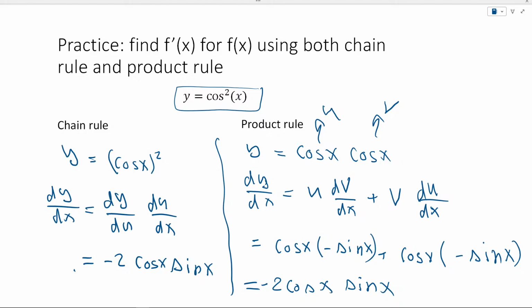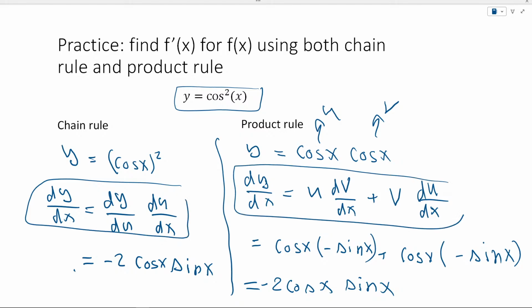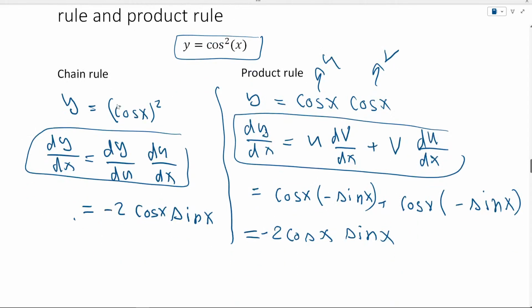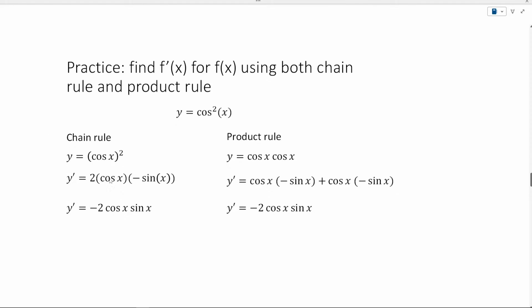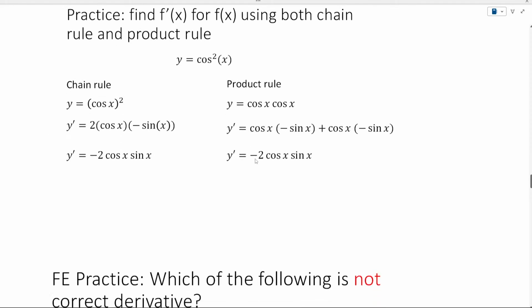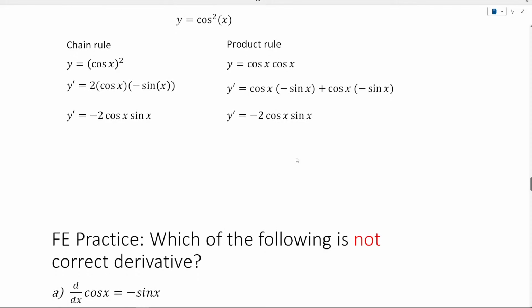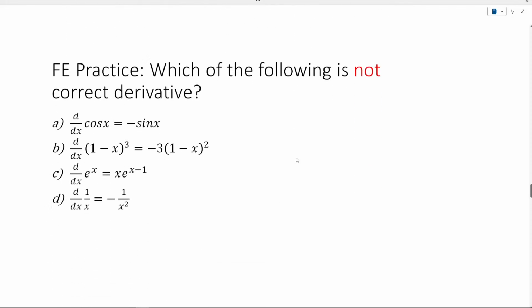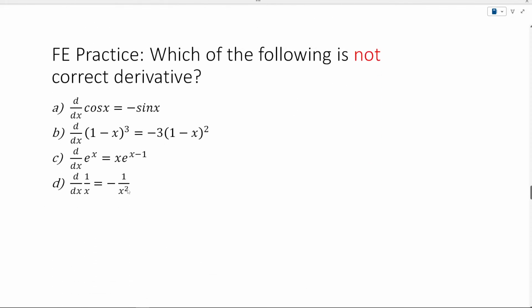So here you see, this is using the chain rule, and this is using the product rule. This could be an FE exam type of question. Here's a solution: this is a chain rule, this is a product rule. I got this from an FE example, not the same, but something similar.